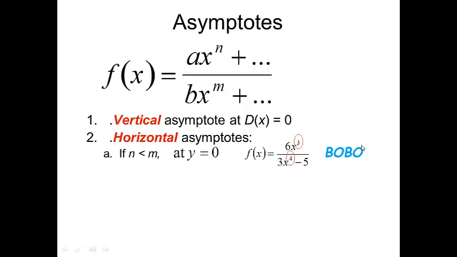So bigger on the bottom and y is equal to 0. That's where that's a 0. Bigger on the bottom, that's a 0.